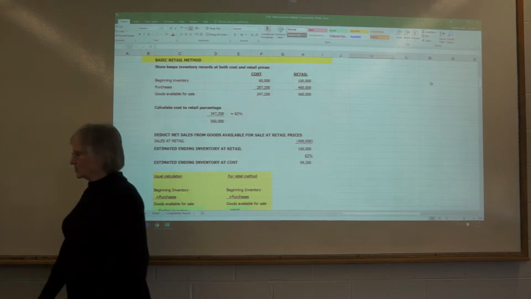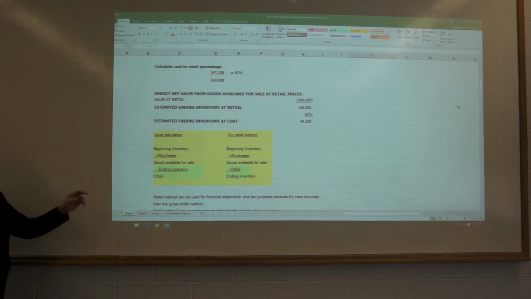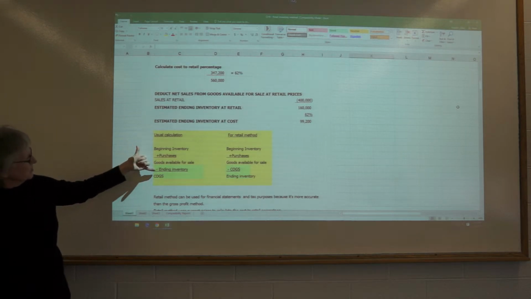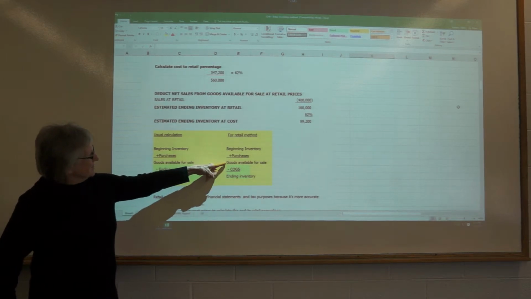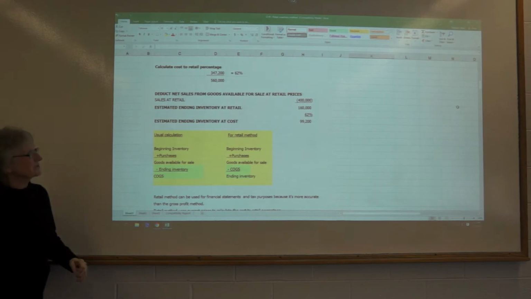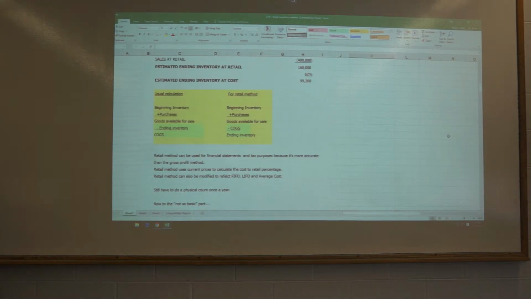Okay? So if you want to think a little bit about what's going on here, this is how we usually calculate things. We go beginning plus purchases, goods available, less ending gives you cost of goods sold. But we're just sort of reversing that here. Goods available less your cost of goods sold can also give you your ending inventory. Okay, so that's real basic.